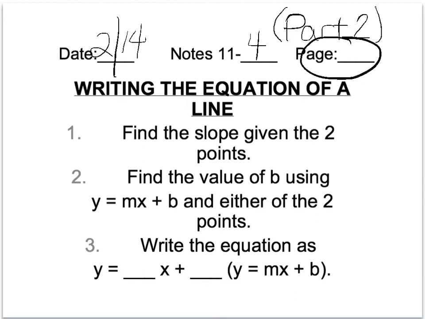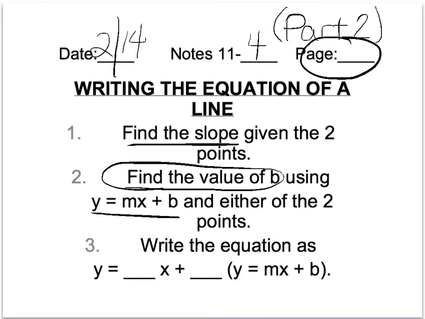So given 2 points, we're going to find the slope. After we've found the slope, we need to substitute it into y equals mx plus b with either one of the 2 points they gave us because we're trying to find the value of b. And then once we have the m and the b, we're going to put the values back into our equation, y equals mx plus b. And so now we will have, from 2 points, an equation for that line.